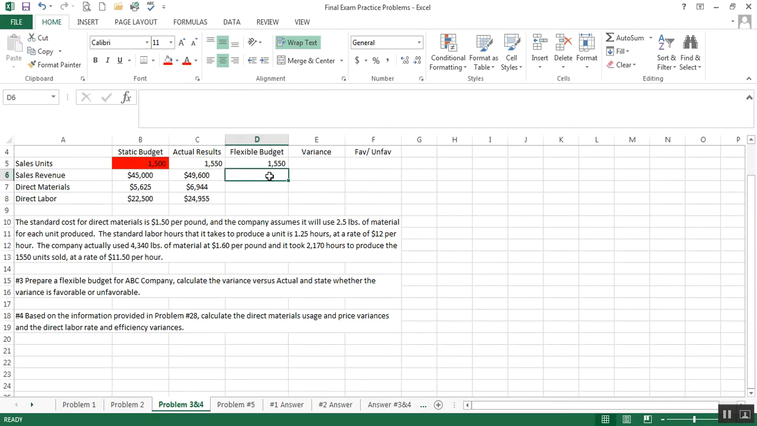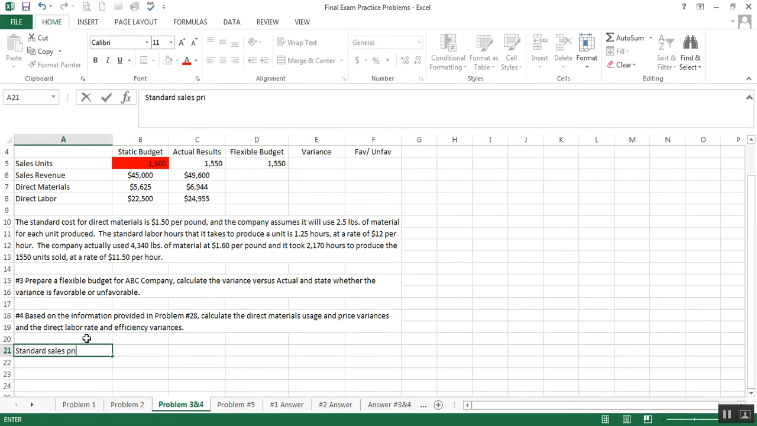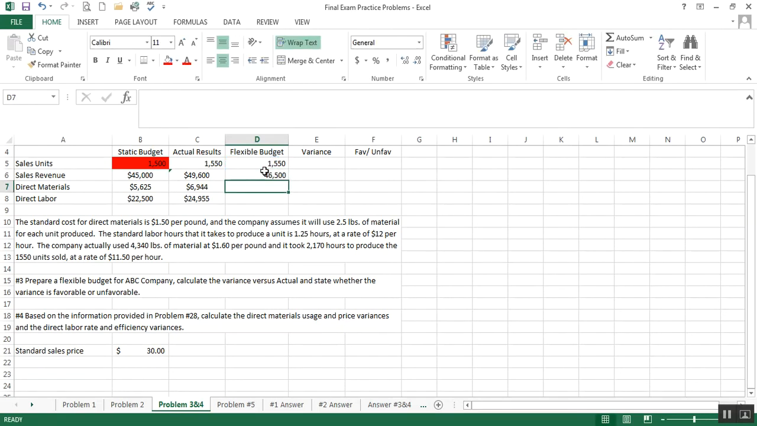So let's calculate our sales revenue. Well, what was our assumption for sales price? We sold 1,500 at $45. So our standard sales price could be calculated as $45,000 divided by 1,500 units. So our standard sales price was $30. So we'll take our actual units times the $30.